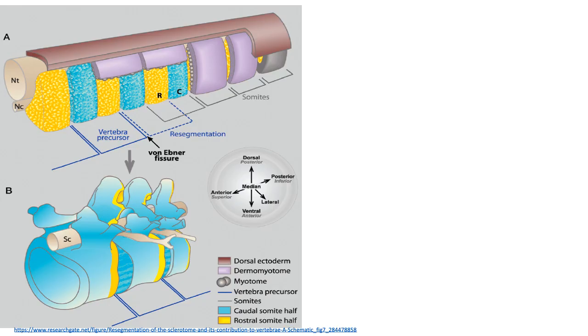So in the somites, yellow is on top, blue is below. R is rostral, C is caudal in the somite. So the somite is telling us that R is rostral and C is caudal. So the superior, yellow, is up, blue is down. That is what it means. So now look at the direction of movement.